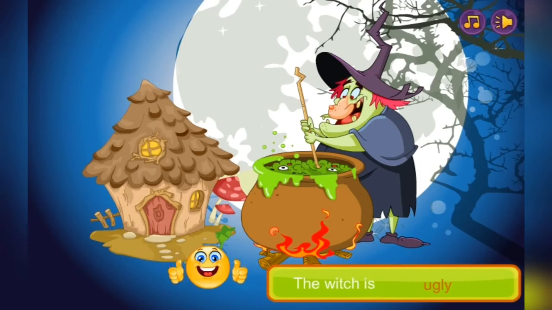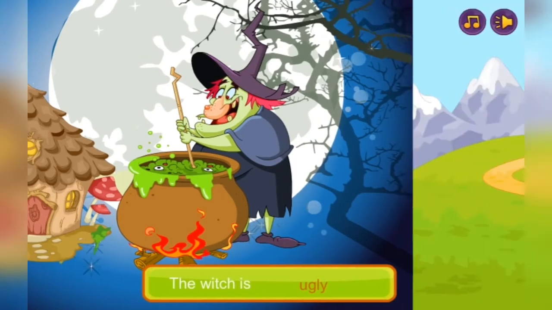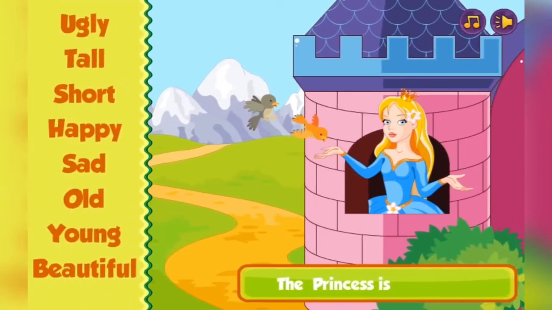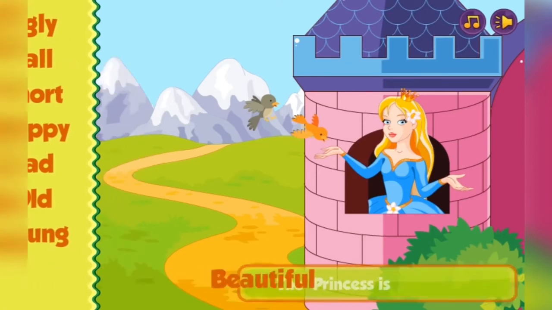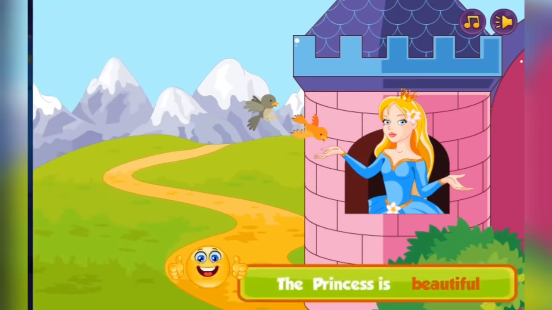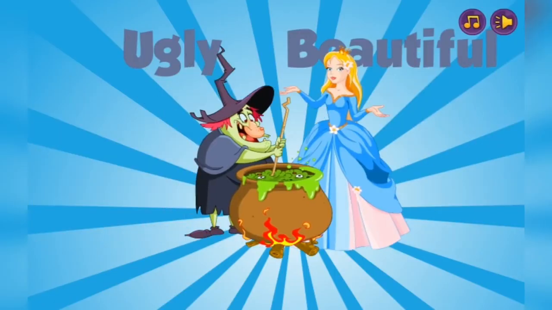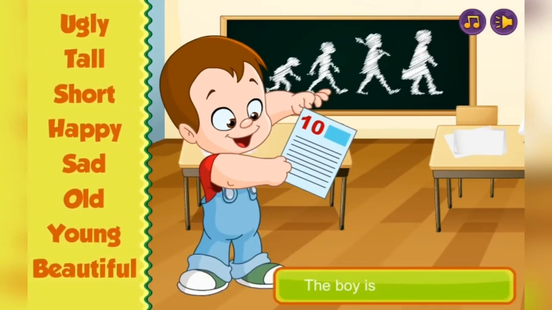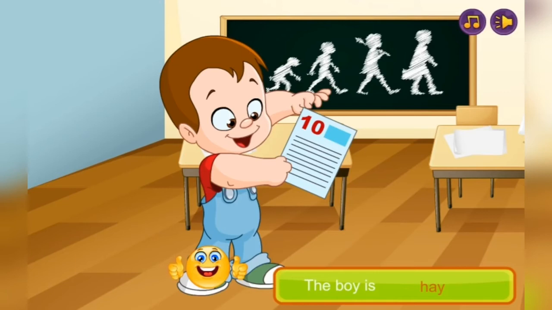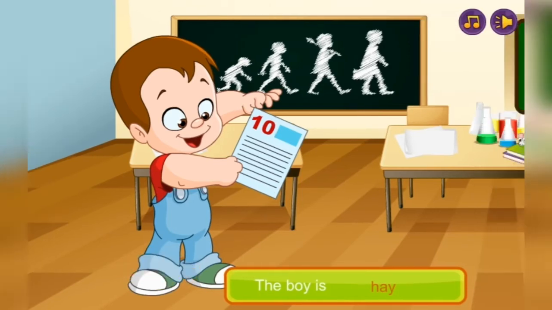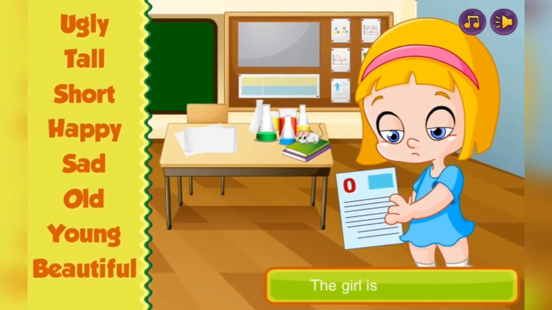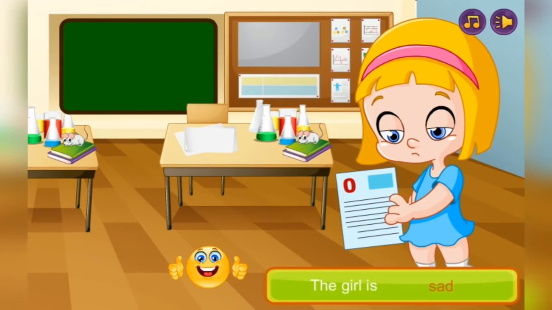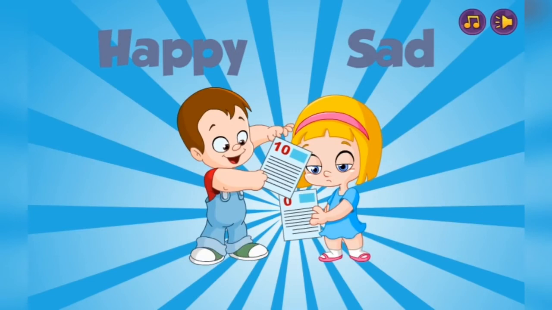The witch is ugly. The princess is beautiful. Ugly, beautiful. The boy is happy. The girl is sad. Happy, sad.